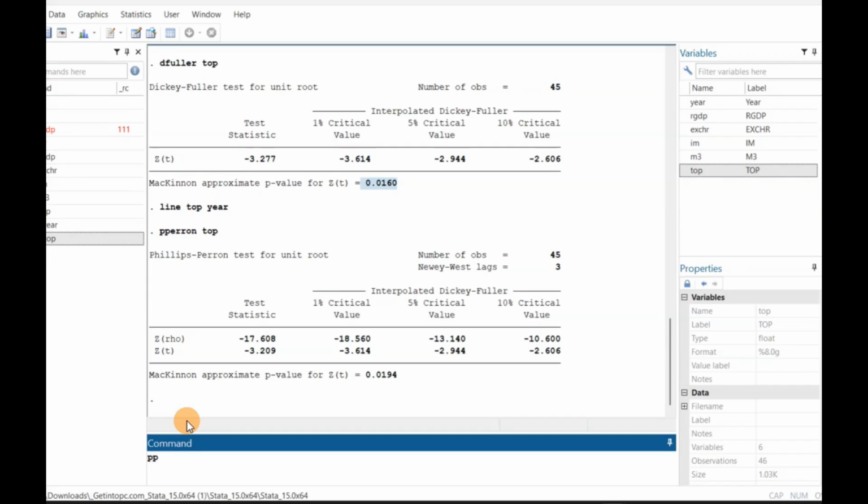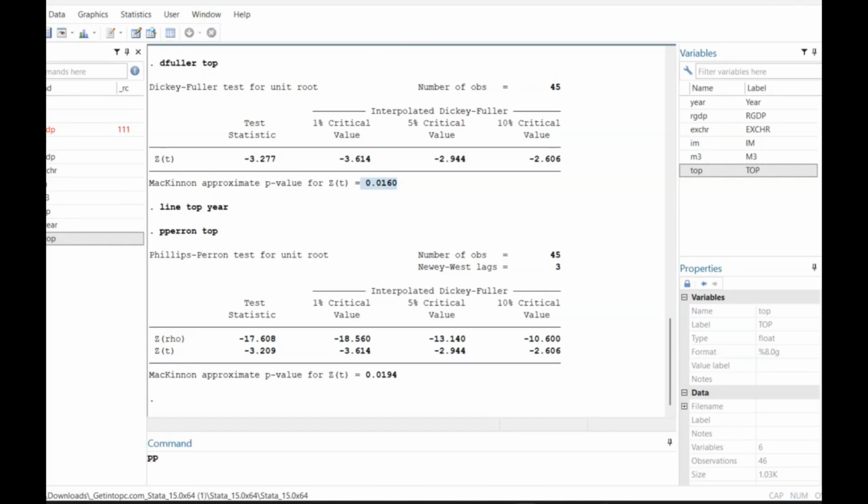Okay, if one variable is stationary, we are going to use ARDL. We're going to use the ARDL. So this is one.